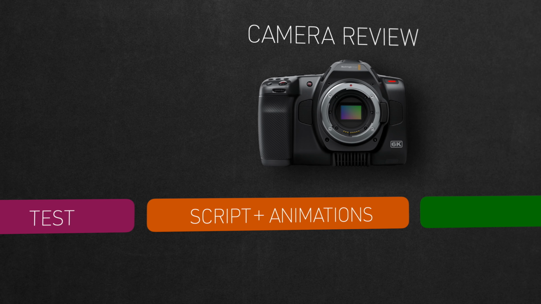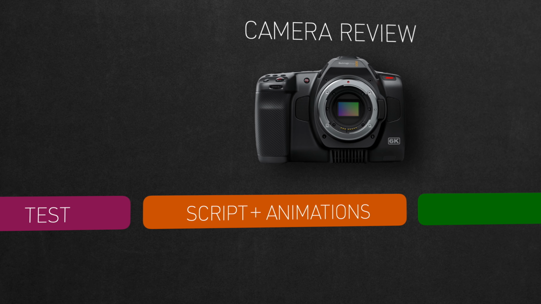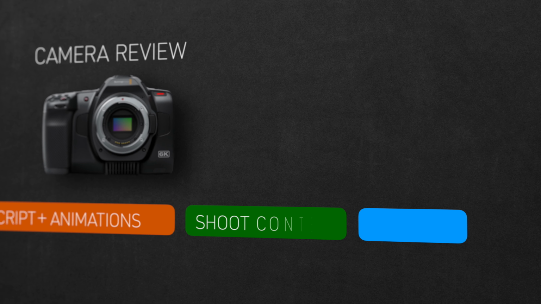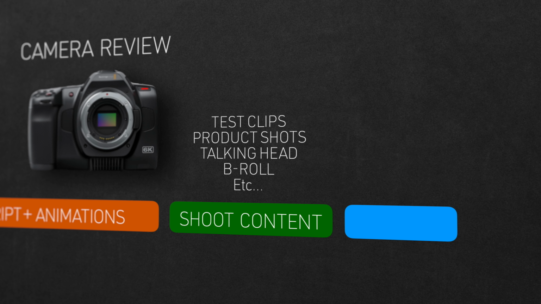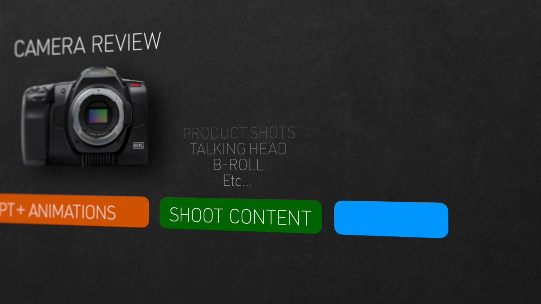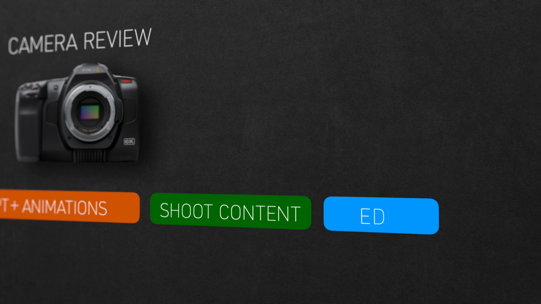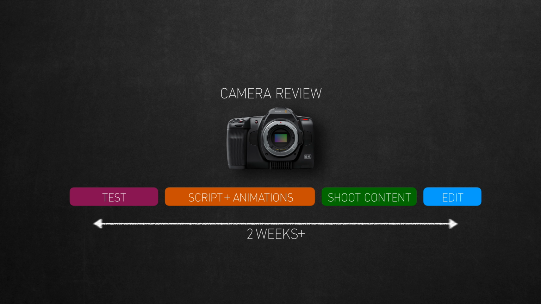Then comes the scripting and animation, which takes the longest time, as you might have guessed. That's where I organize my thoughts and findings while simultaneously animating each section as I write it down. Once done, I shoot the content needed for the episode, such as test clips, product shots, and the talking head part, and so on. Then finally, combine everything into the edit. This whole process takes a minimum of 2 weeks, sometimes more, depending on the topic of course. Keep in mind, I'm a full-time DP, which explains why I'm very slow in releasing episodes here on YouTube.